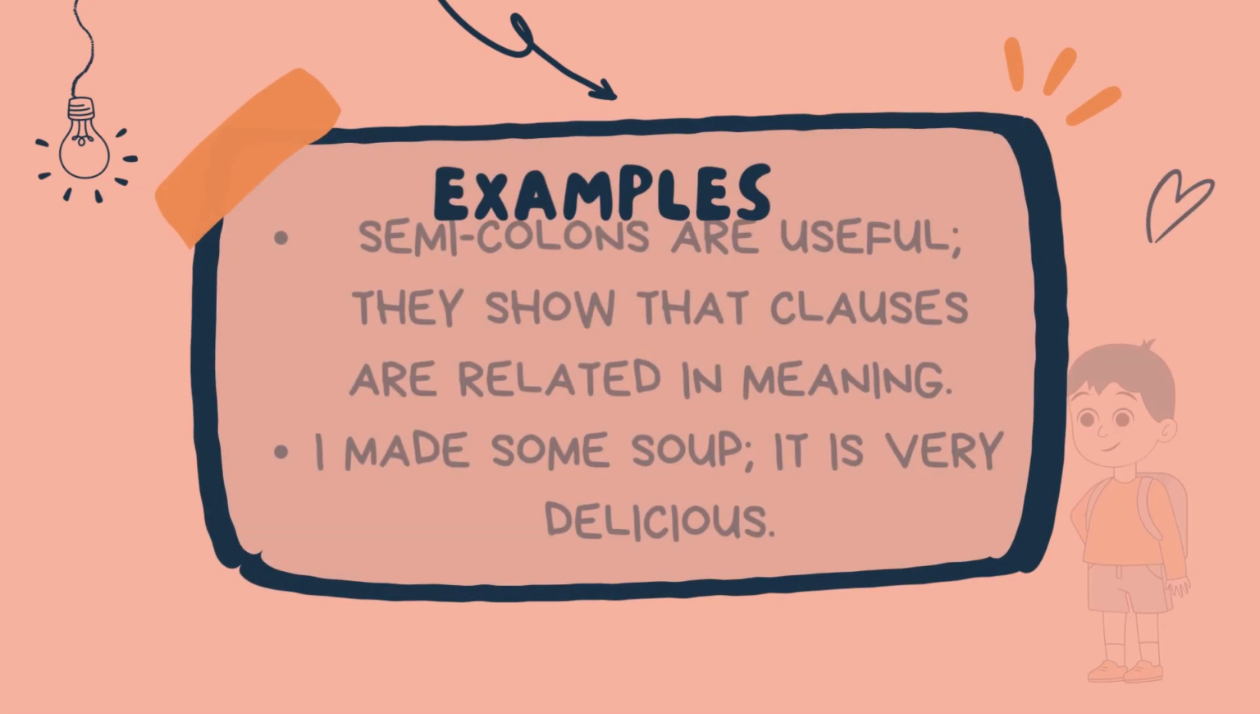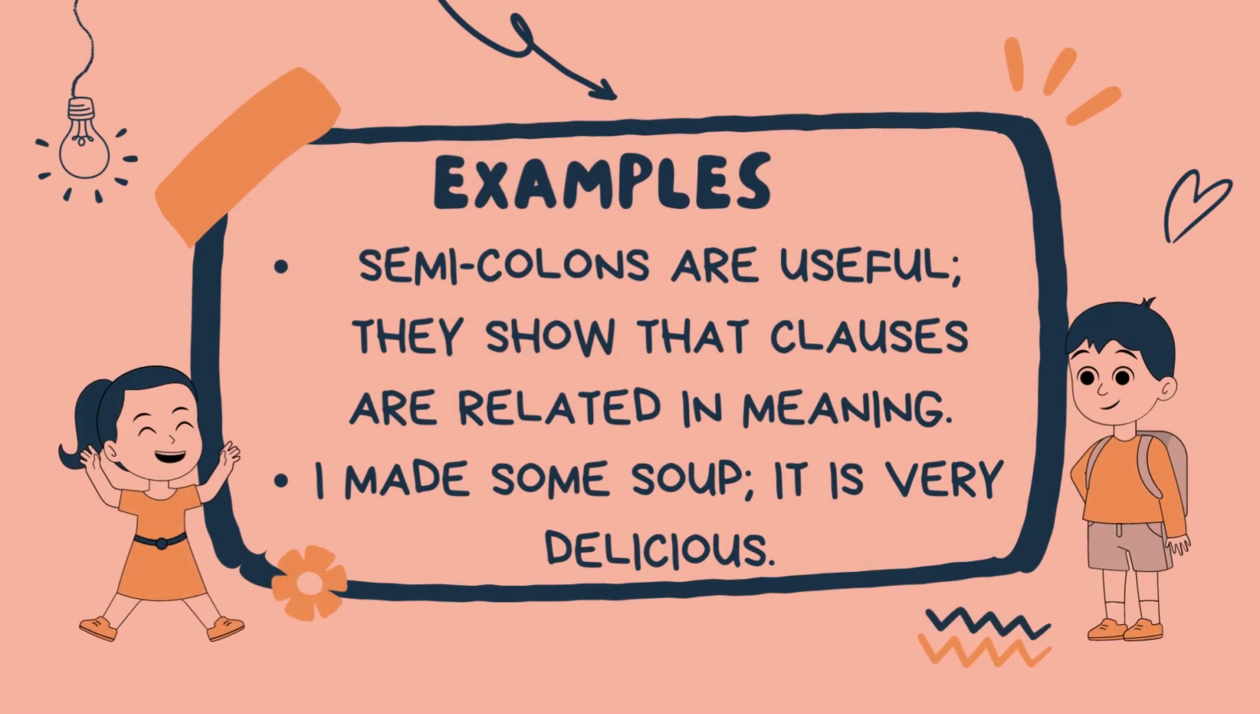And then let's look at some examples. This is the first sentence here. We said semicolons are useful. Then you see the semicolon here. They show that clauses are related in meaning. So this one here, they show that clauses are related in meaning, is one independent clause, and another independent clause is semicolons are useful. So the semicolon here separates these two main clauses.